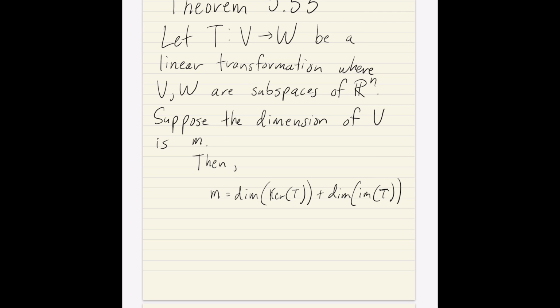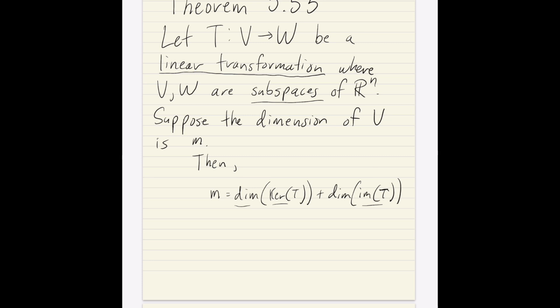So some vocabulary you should know before we go ahead and solve this problem. Make sure you know what a linear transformation is. Know how to show that something is a subspace. And then you should also know what the dimension, the kernel, and the image of a linear transformation is.